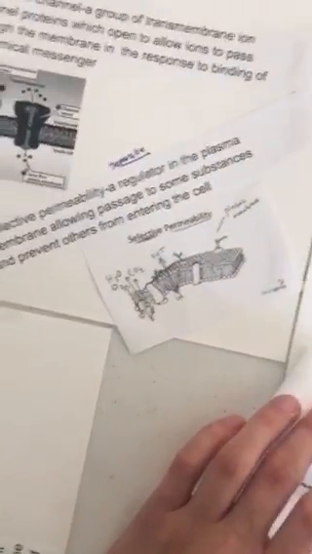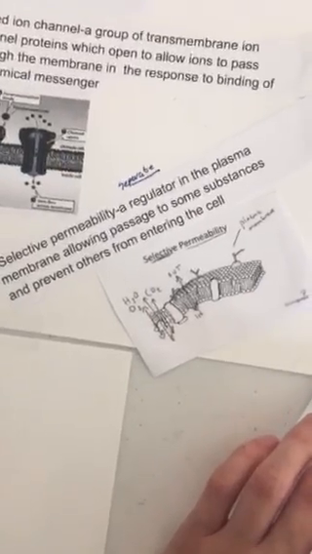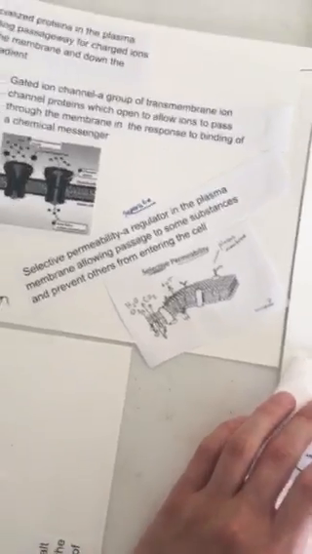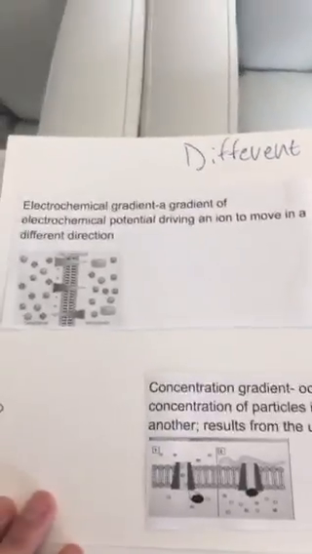And this is kind of separate, but this is just talking about selective permeability, which is a regulator in the plasma membrane, allowing passage of some substances to prevent others from entering the cell. So that is it for the transport methods. I guess we have the different gradients, which would be inclusive to that, so I can go ahead and talk about that before we move on.